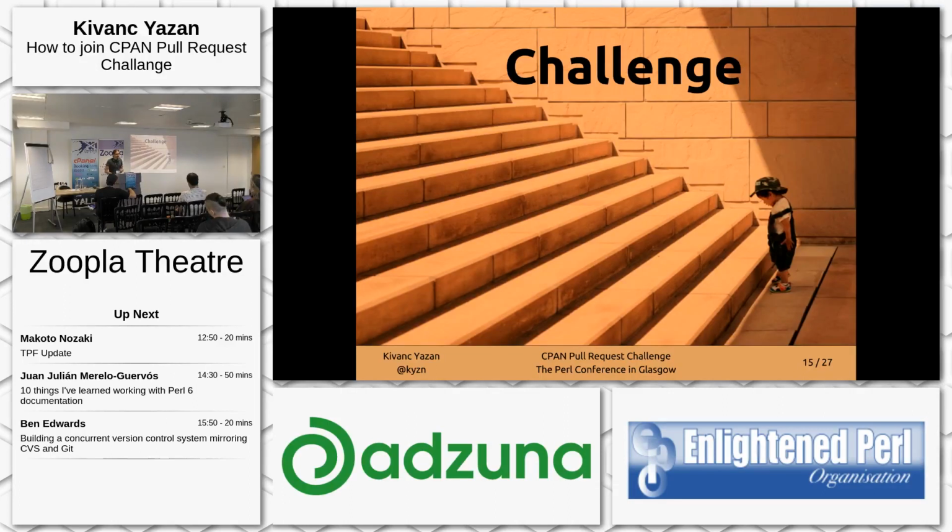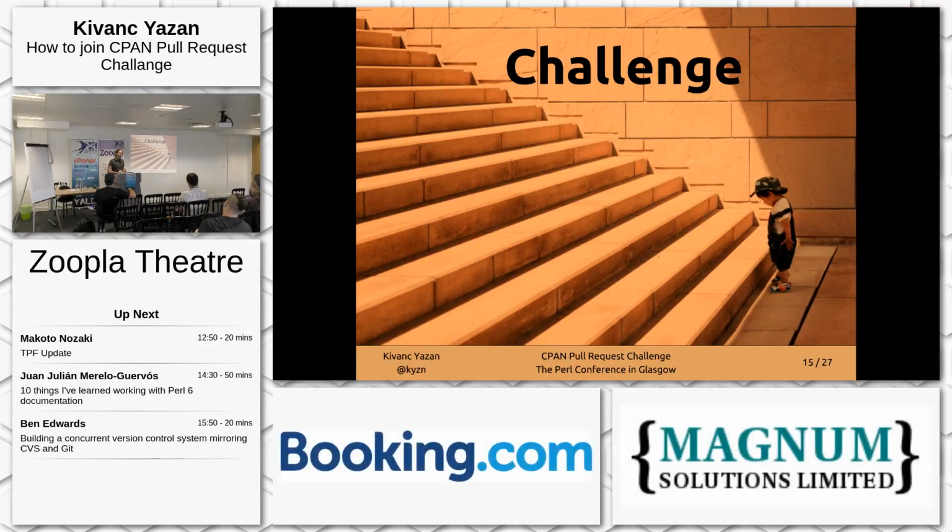The pull request challenge, the CPAN Pull Request challenge, it works like this. You get one CPAN module assigned to you per month, and then you are expected to submit one pull request to that module, at least one pull request. So once a month, you get a module assigned to you, and then you submit a pull request.